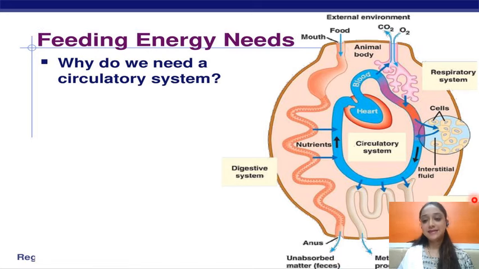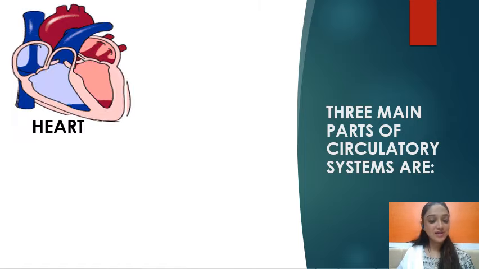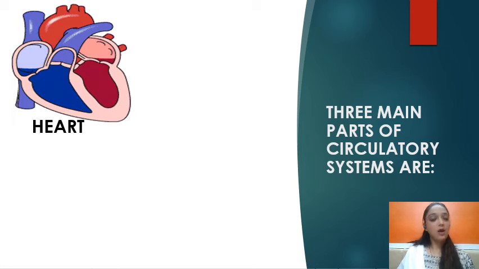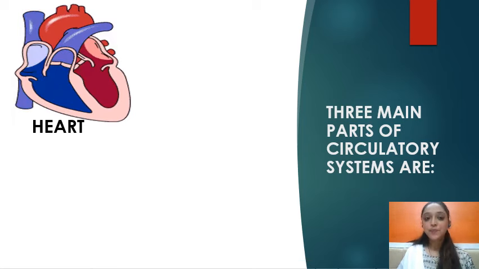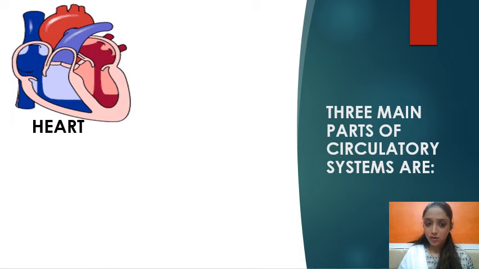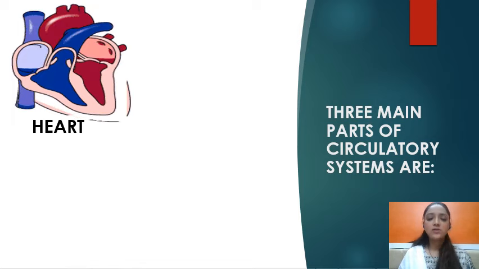So now let us see what are the three main parts of the circulatory system. So first is our heart. Our body requires a pumping organ. Why? Let me explain. For example, if we do not have a heart which is pumping blood in our body, what will happen?